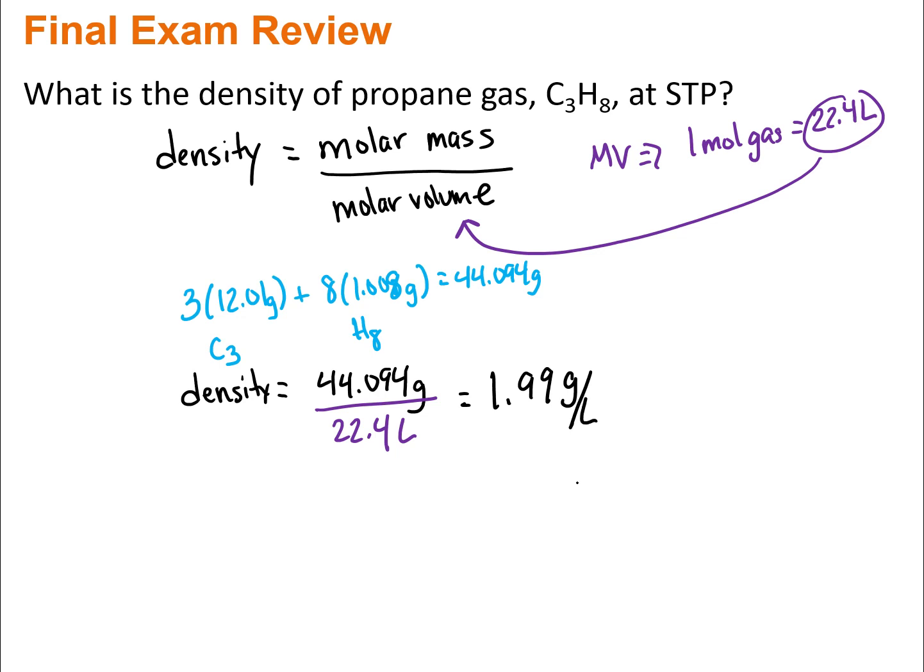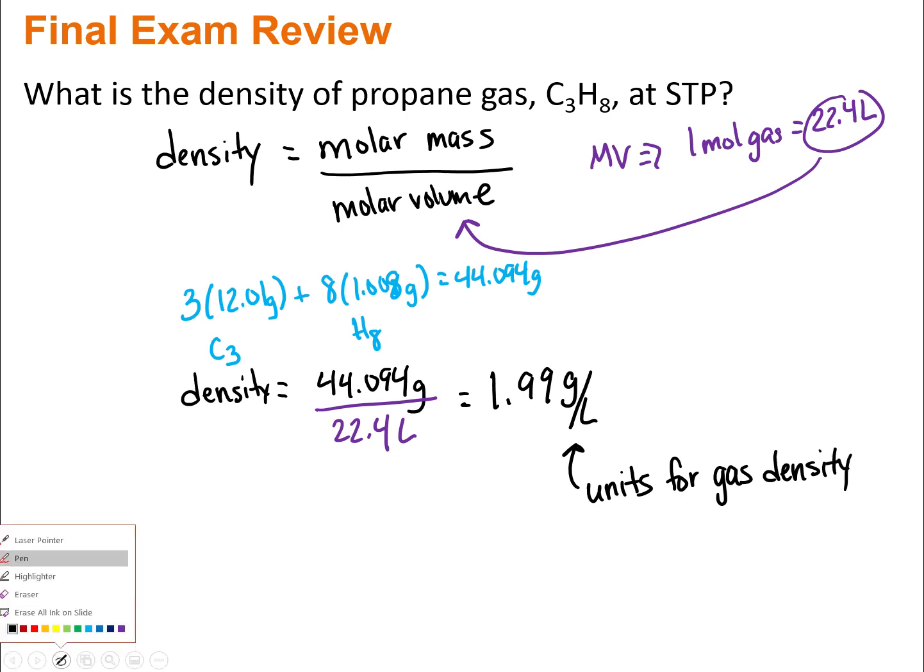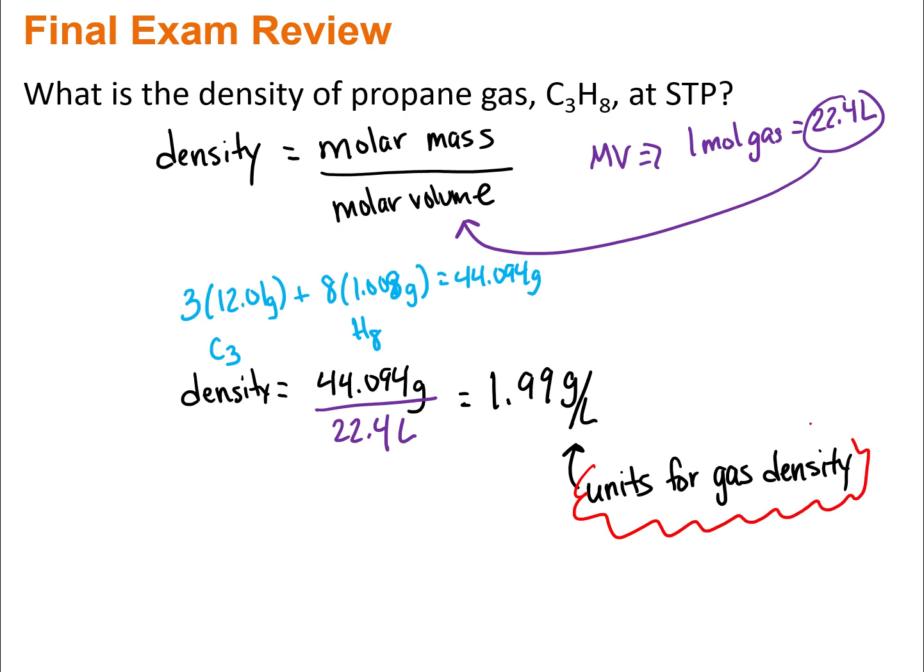Don't forget your units. Grams per liter are the units for gas density. So when you're reporting units for gas density, make sure it's grams per liter.